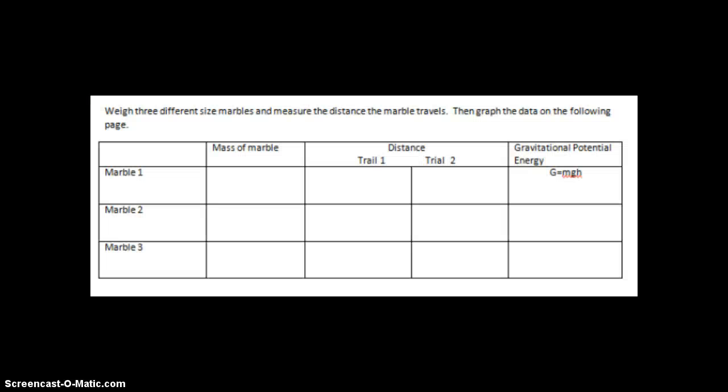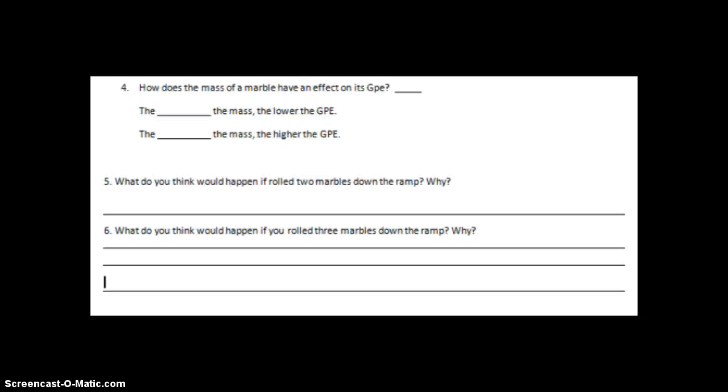The students were asked to fill in this chart for each marble. So they had 3 marbles, each of a different mass, and they had 2 trials per marble. Once the students were done with their data table, they were asked to fill in these 3 questions. How does the mass of a marble have an effect on its gravitational potential energy?